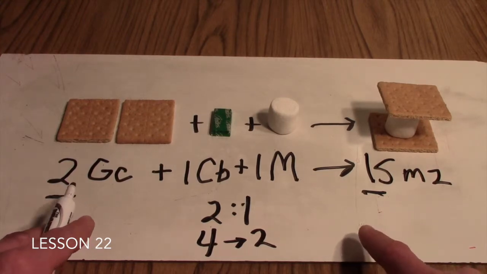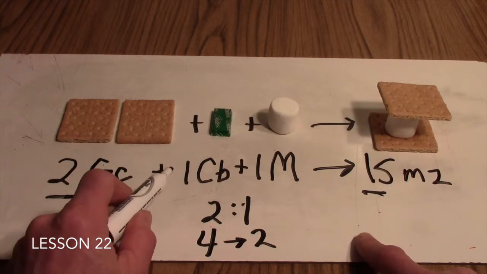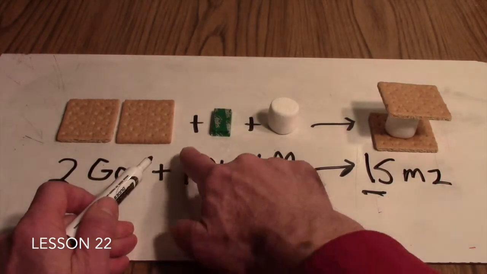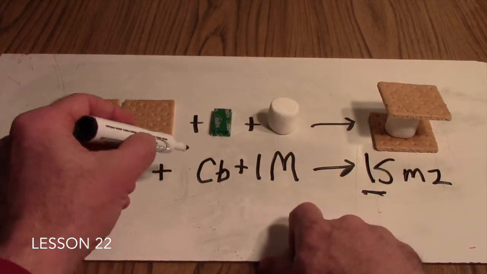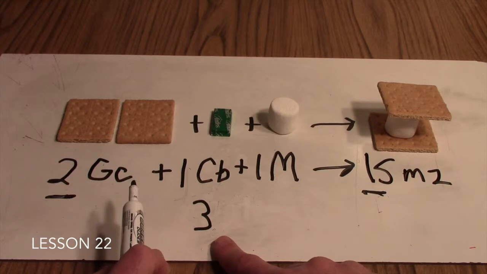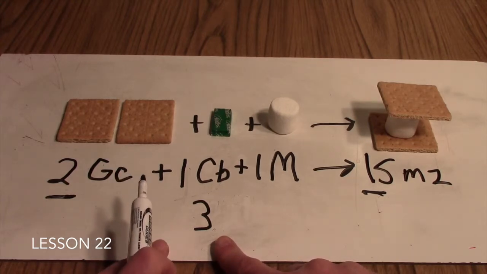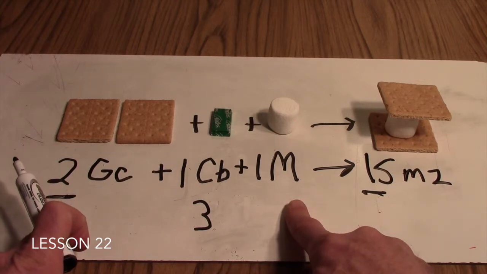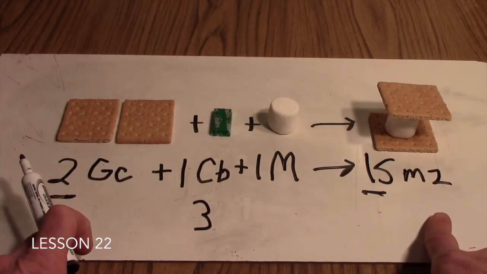Then vary this a little bit. Say, what if I have 3 chocolate bars here? What if I have 3 chocolate bars here? If I have 3 chocolate bars and enough graham crackers and enough marshmallows on hand, how many s'mores could I make?